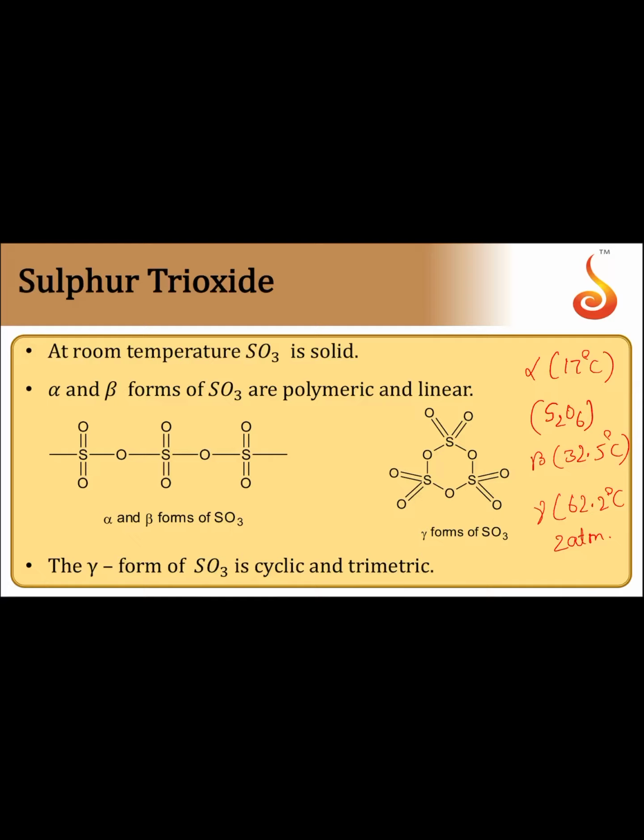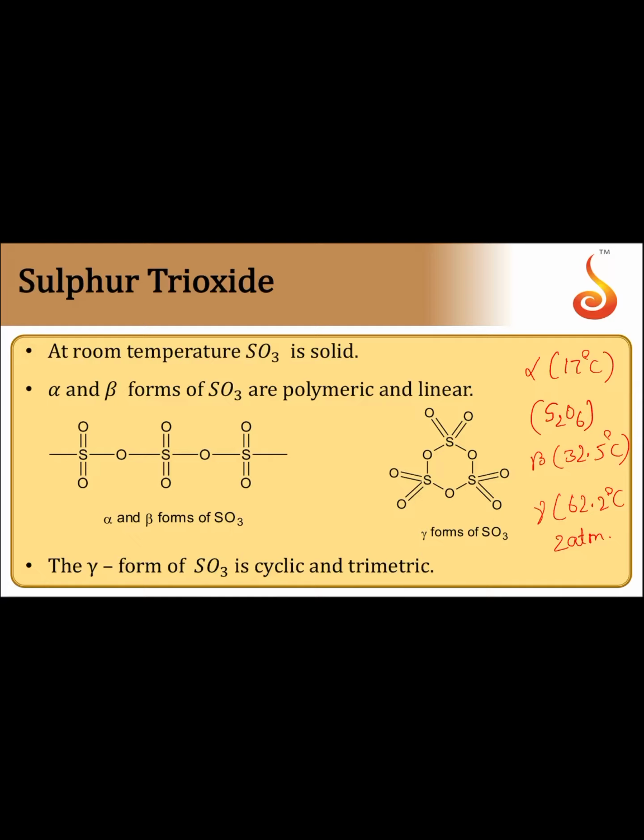Okay, so now alpha form melting point is 17 degrees Celsius. Beta form is a dimer S2O6 and melting point is 32.5 degrees Celsius. Gamma form is obtained by completely drying SO3, and it melts at 62.2 degrees Celsius under 2 atmosphere pressure.